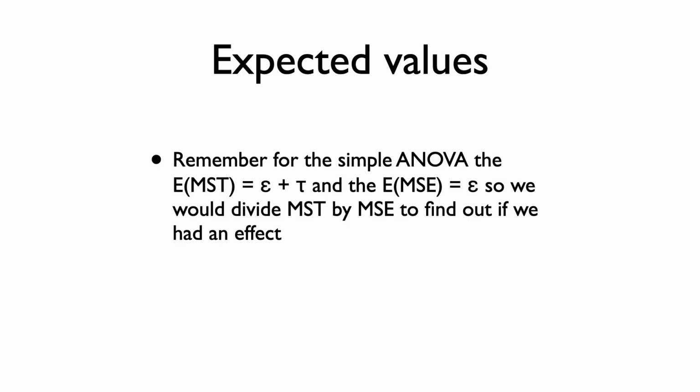I just said that right there. Why didn't I reveal that first? So, as it says here, and as I will say again, remember for the simple ANOVA, the expected value of mean squared treatment is error plus treatment, and the expected value of mean squared error is error. So we must divide mean squared treatment by mean squared error to find out if we had an effect, how much extra variance there is.